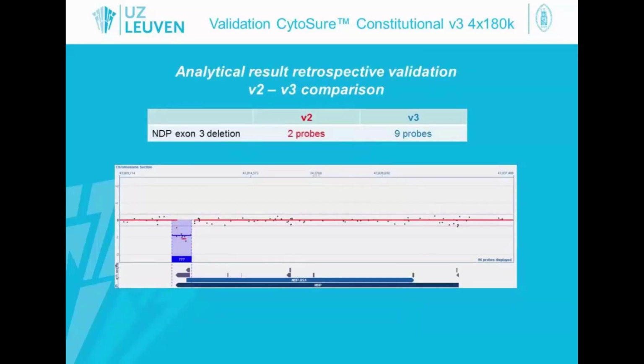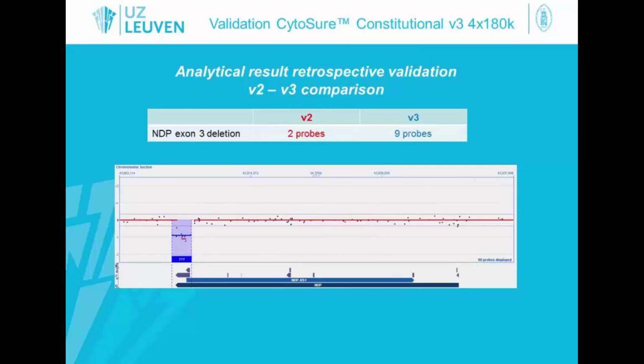Then we also had one interesting case. It was a woman carrying an NDP exon 3 deletion responsible for Norrie disease. And this woman was pregnant, so we were asked whether we could detect this deletion with our array, and we were still using the V2 arrays at that time. So we took a closer look, and we only had 2 probes in the region of this deletion. So we were not confident enough to make a proper call with these 2 probes.